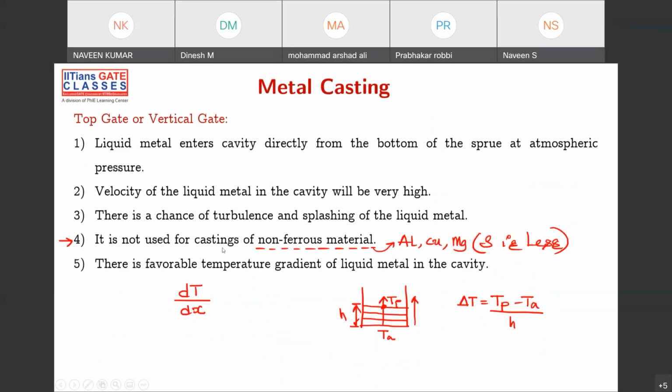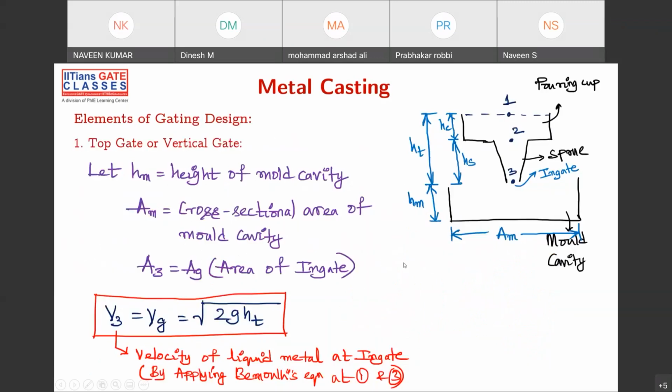It is not used for casting of non-ferrous. It is used for ferrous actually. Why? Non-ferrous is a very light material. Already it is having turbulence, and because of the light material, more turbulence is created. That's the reason why you can't use this gating system for light materials. Or I can't say only for ferrous, I can say that you can't use it for light materials.